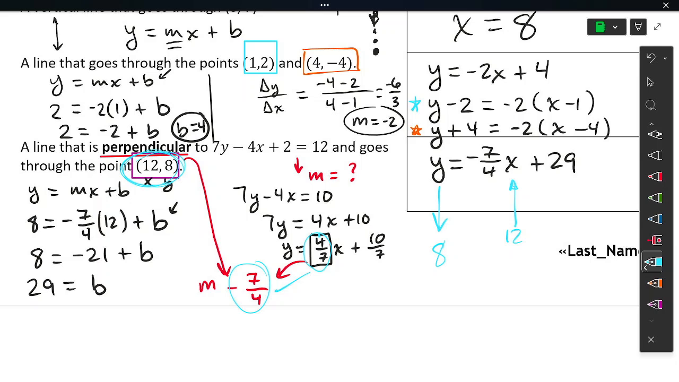The other option, of course, is that you could have written this answer in point slope form. So you could have also written y minus the known y value, 8, is the slope of negative 7/4 times the quantity of x minus the known x value, which was 12.